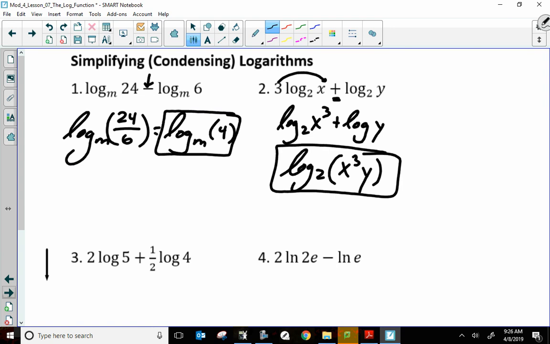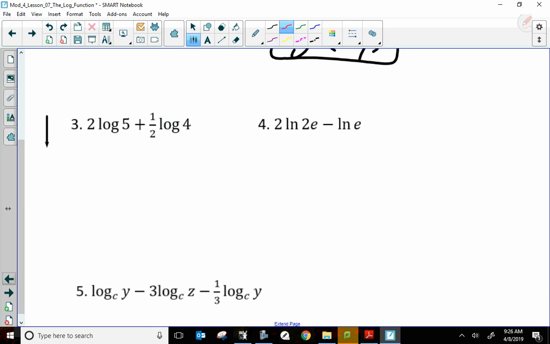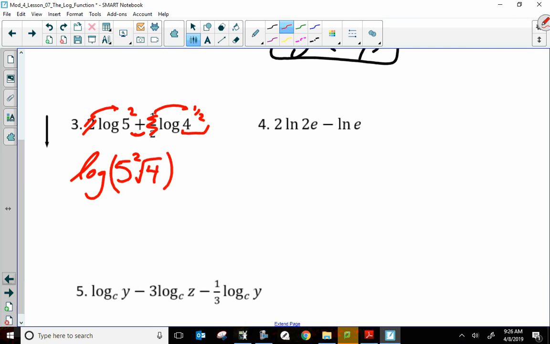It really is that simple. I'm going to go through these rather quickly. That's okay. 2 becomes 5 squared. 1/2 becomes 4 to the 1/2. When I add, that turns to multiplication. So I've got log of 5 squared times anything to the 1/2 power is square root. Done.